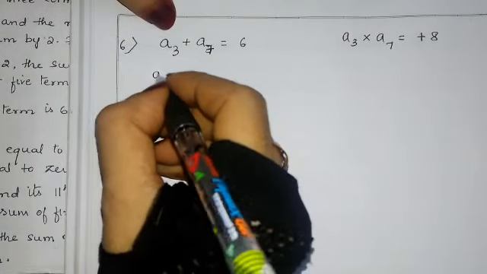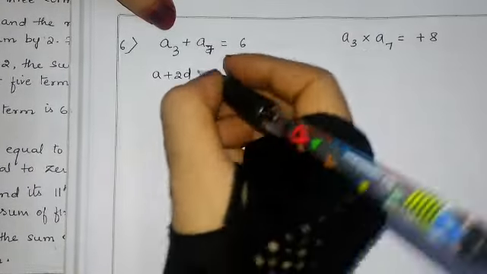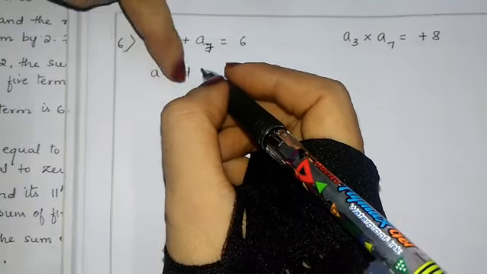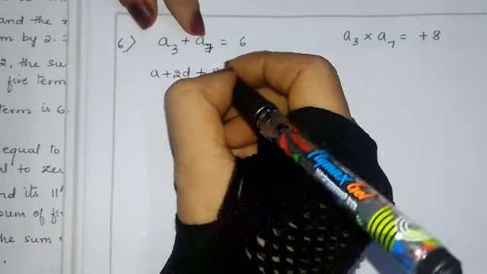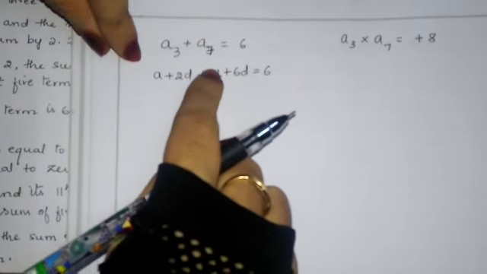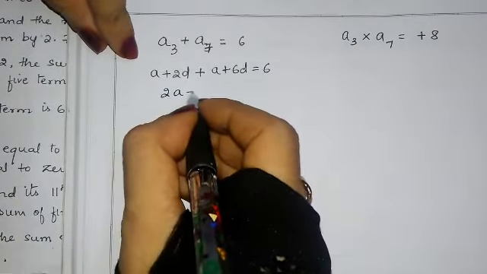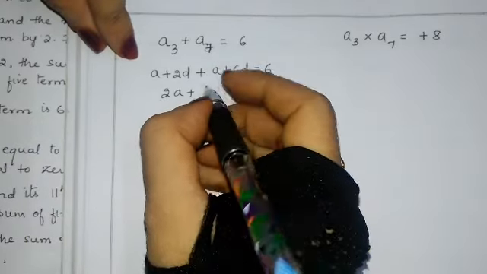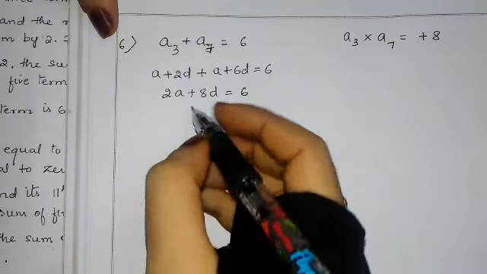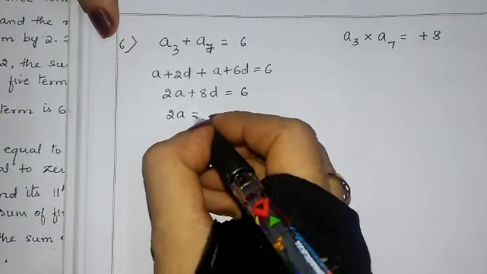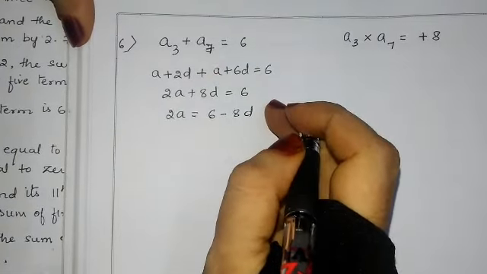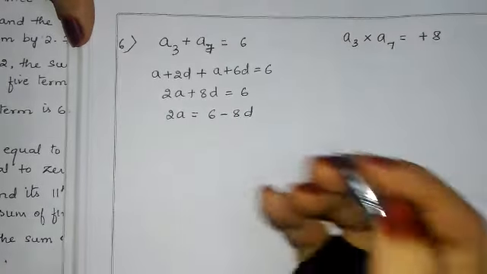A3, the third term, is a plus 2d. A7 is a plus 6d. The sum is equal to 6. A plus a is 2a, 6 plus 2d, 8d is equal to 6. Now, let us take 2a is equal to 6 minus 8d. I have brought 8d to this side, so it is minus.